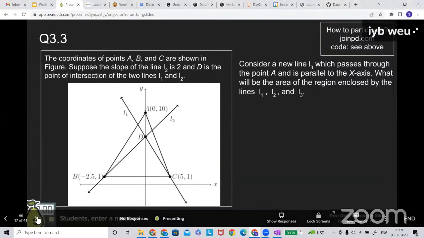The third part of this question, again the same information is given. Consider a new line L3 which passes through point A and is parallel to the x-axis. This means the line passes through here like this. Parallel to the x-axis, what will be the area of the region enclosed by these lines, this one and this one? What is going to be the area?